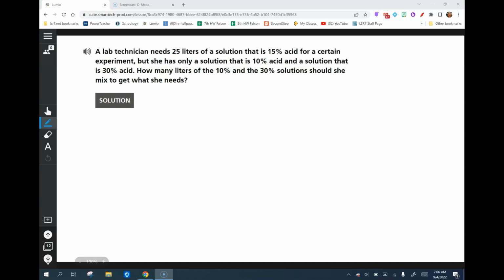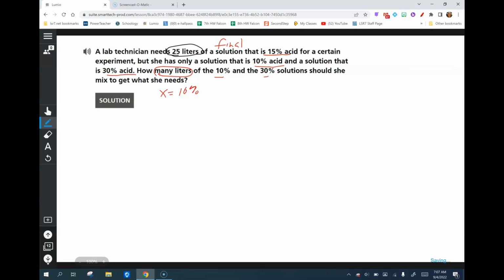A lab technician needs 25 liters of a 13% solution. So this is going to be our final solution for a certain experiment. She only has a solution of 10% and 30%. Okay, man, they really like the 10 and the 30%. So how many liters of the 10% and the 30%? So it does not matter which one you choose to be x and which one is the other one. Okay, so I'm going to say x is going to be the 10% again. Why? Because it's the first one I read. That's how much it really doesn't matter.